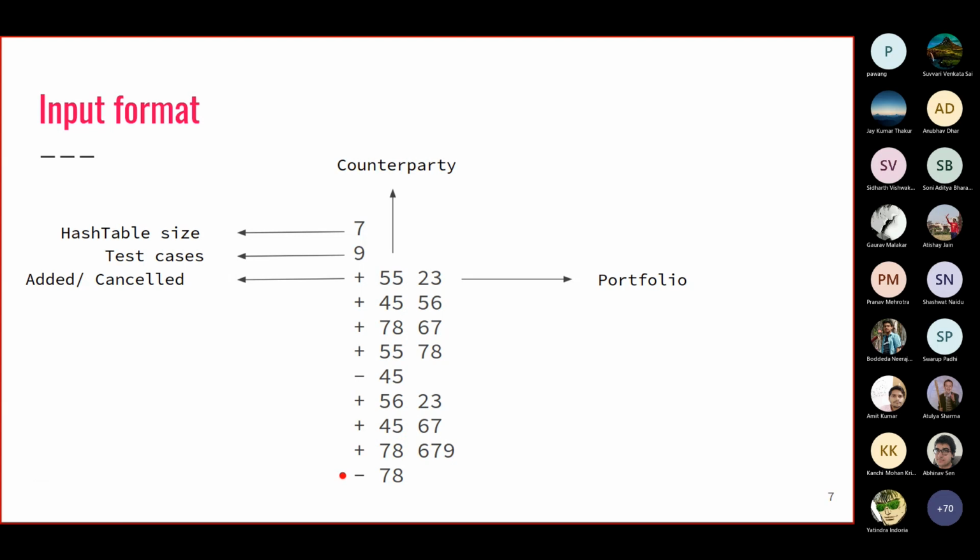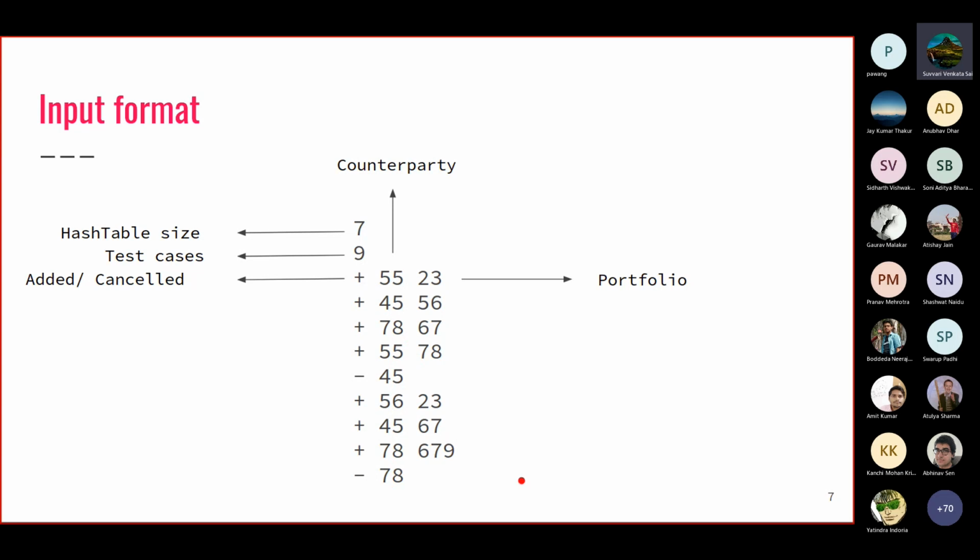Because we are traversing from bottom to top, right? So when we get 45, we shall insert 67, and then when we are getting minus 45, we are setting that true. Yes, sir. Okay, I got it. That won't be a problem in that case. So we are inserting only those values which will not be deleted in future. So that's why we are starting from the bottom.